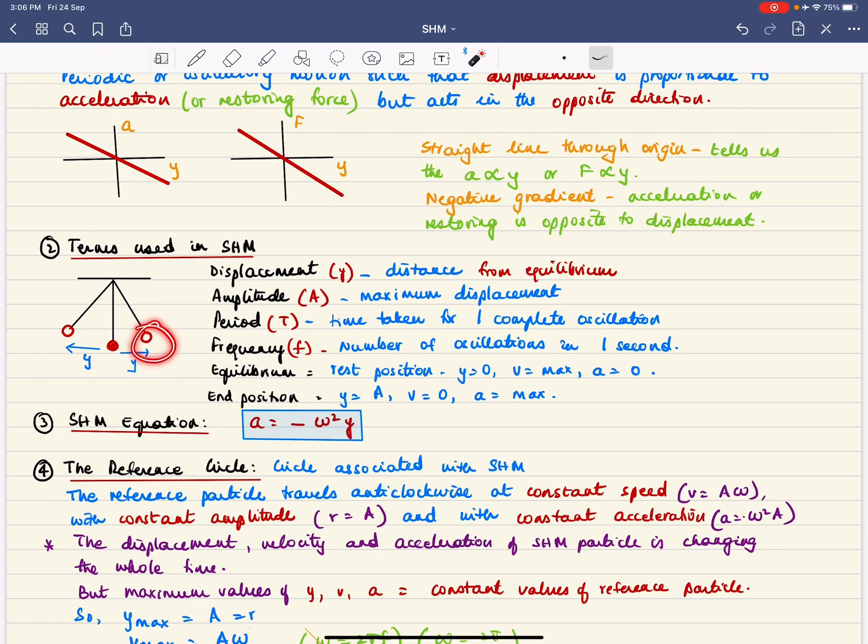At the end positions, maximum displacement, it stops before it turns back, and if displacement is maximum, acceleration is also maximum. But you need to remember that both the acceleration and the restoring force are always directed towards equilibrium, so it's opposite to displacement.